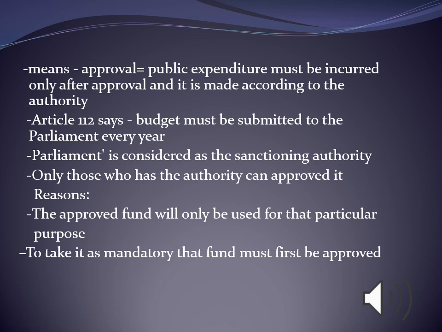In canon of sanction, approval means public expenditure must be incurred only after approval and it is made according to the authority. That means if any government is incurring public expenditure, it should be approved by its higher authorities. As we can see in Article 112, this budget must be submitted to the Parliament every year. Parliament is considered as a sanctioning authority. That means the budget in which government expenditure is written should be submitted in Parliament and Parliament will either approve it or sanction it. Only those who have authority can approve it. Reason: the approved fund will only be used for the particular purpose, and the second reason is to make it mandatory that funds must first be approved.